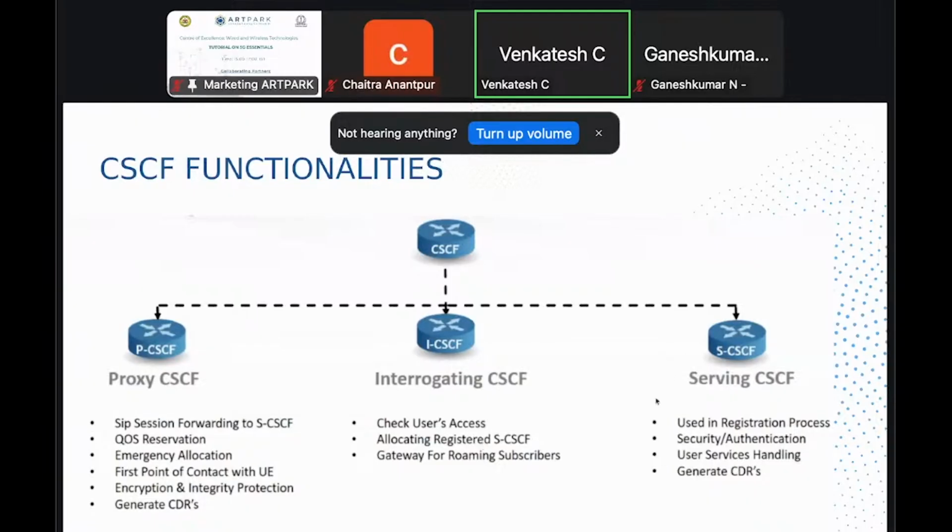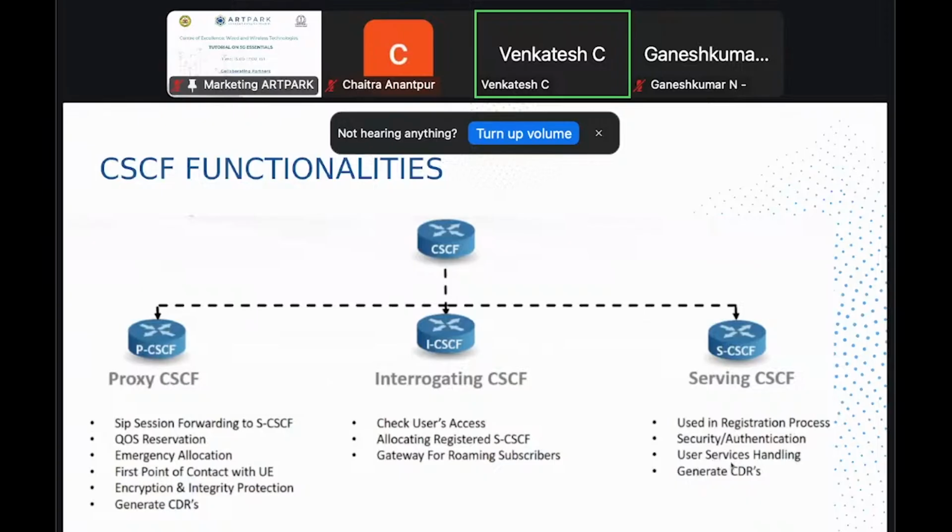Next, we move to the SCSF. SCSF stands for Serving Call Session Control Function. It is the most important entity in IMS because it manages the session control, user authentication, and service execution. Some of the key functionalities of the SCSF: it is used in the registration process, it handles the user registration in IMS, and security and authentication. It will authenticate the user with the help of the HSS, and it handles user services.